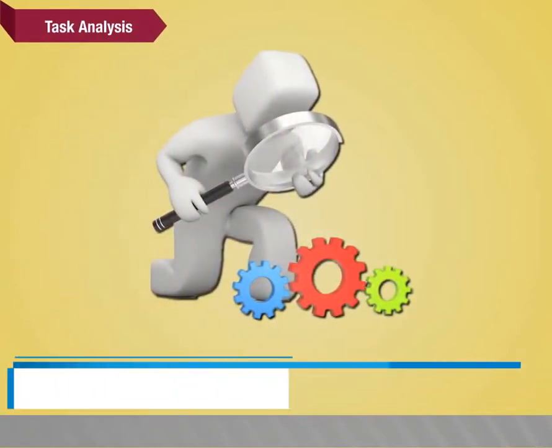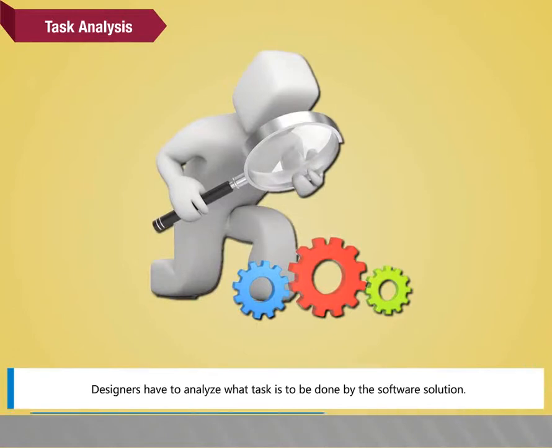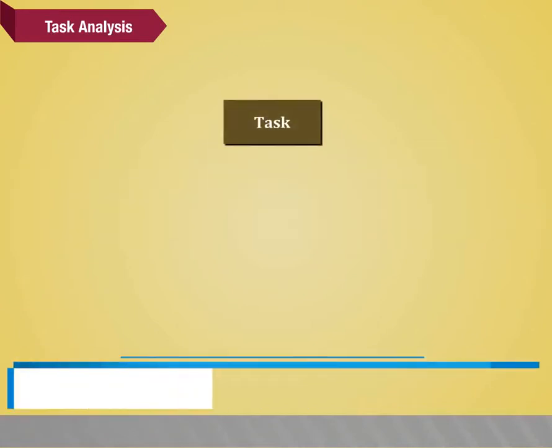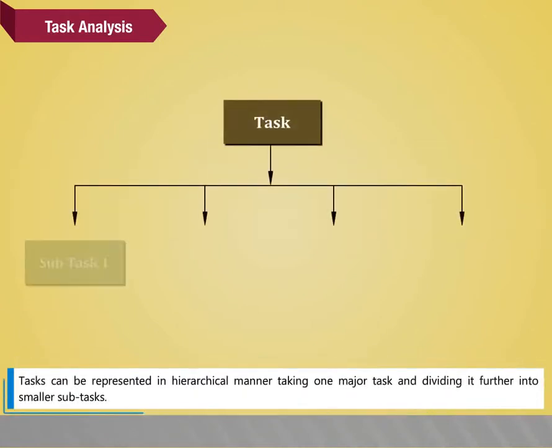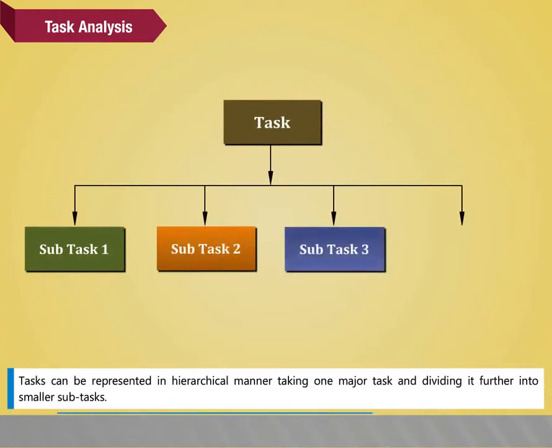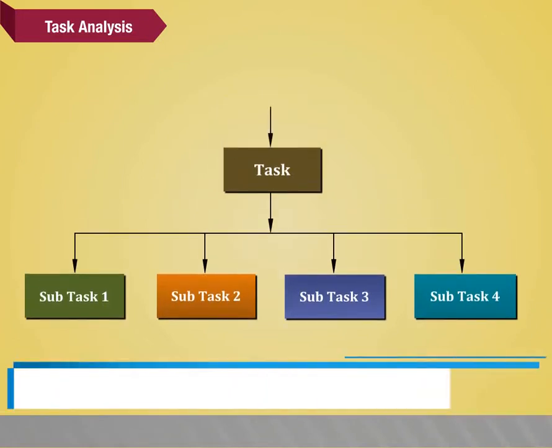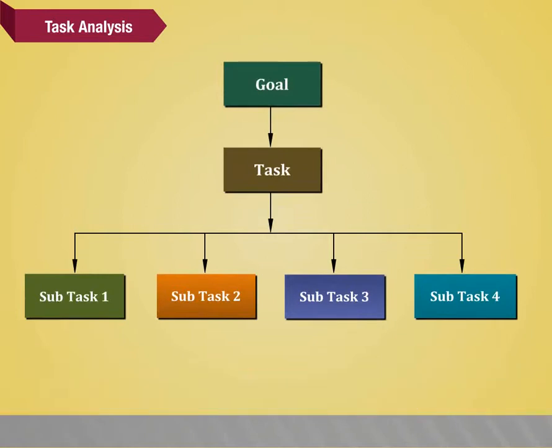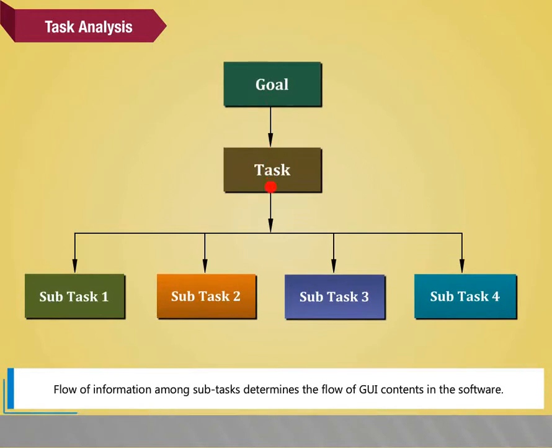Task analysis. Designers have to analyze what task is to be done by the software solution. Here in GUI, it does not matter how it will be done. Tasks can be represented in hierarchical manner, taking one major task and dividing it further into smaller subtasks. Tasks provide goals for GUI presentation. Flow of information among subtasks determines the flow of GUI contents in the software.